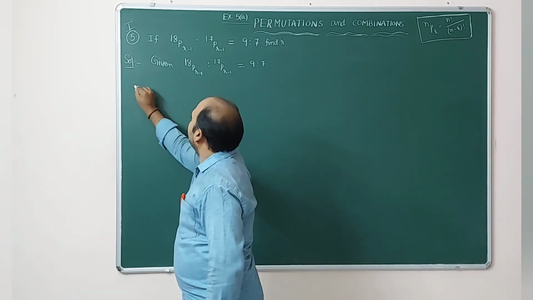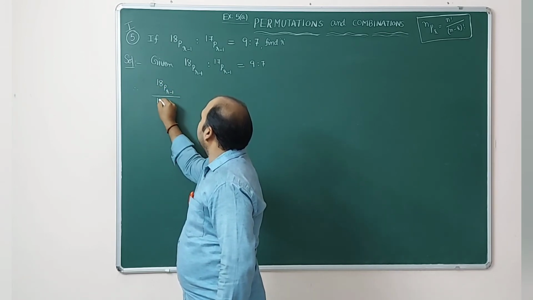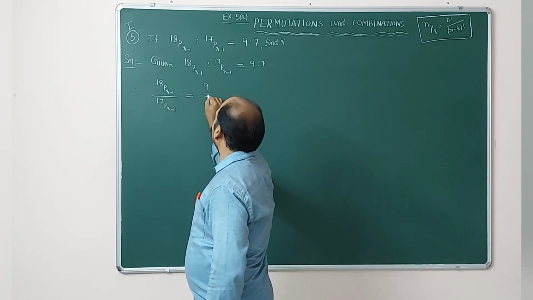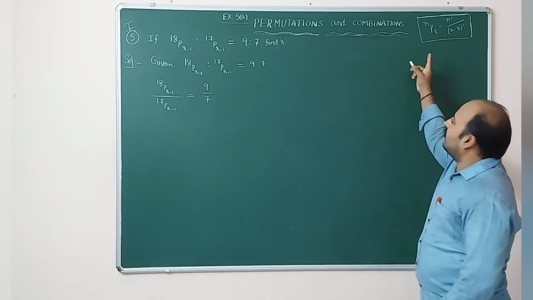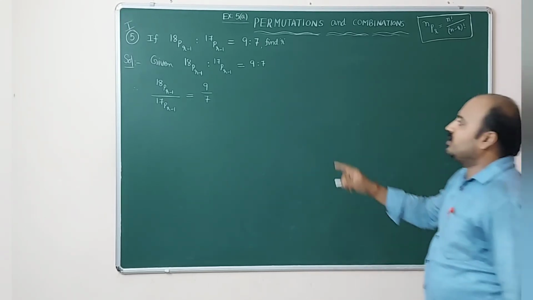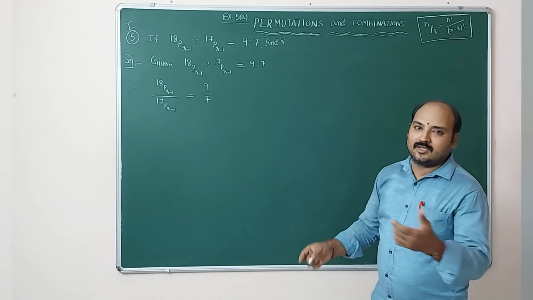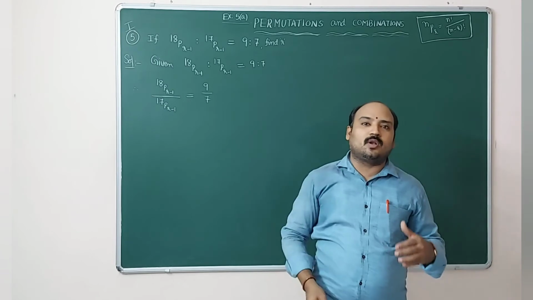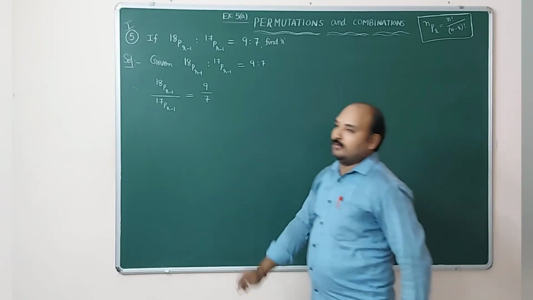We can write it as 18P r minus 1 divided by 17P r minus 1 is equal to 9 by 7. Again, you have to apply the formula nPr equal to n factorial by n minus r factorial for the numerator and denominator. Why? Because, sir, previously said some like nP3, nP5 like this it will be there. But here 17P r minus 1, we don't know where we have to stop there. So that is the reason we have to apply directly the formula.